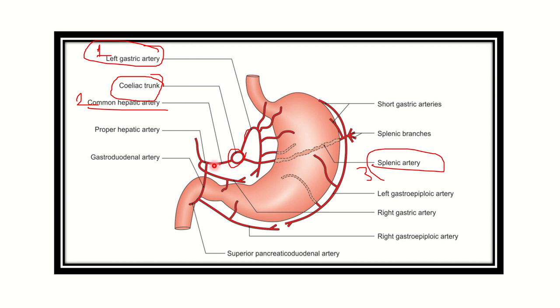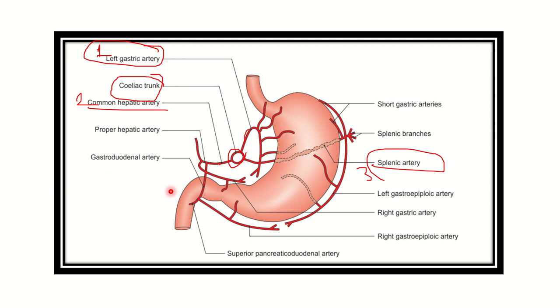Then here we can see this is the common hepatic artery. This common hepatic artery divides also in three parts. Here we can see this is the proper hepatic artery, then this is the gastroduodenal artery, and here one is the right gastric artery. So right gastric artery, proper hepatic artery, and gastroduodenal artery: these three branches from the common hepatic artery. And this gastroduodenal artery also supplies the duodenum.